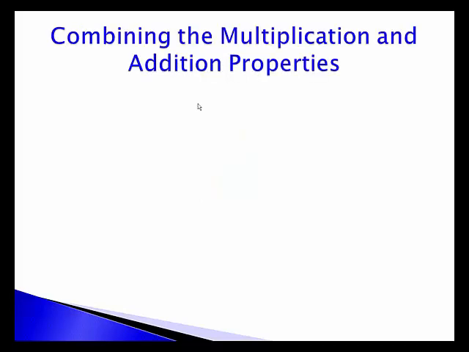Next, what we want to do is look at combining these two properties. So let me give you a problem where you'll need to combine these properties. Your first step in solving this one would be to distribute the 3 here. So you'll multiply each of those pieces by 3.